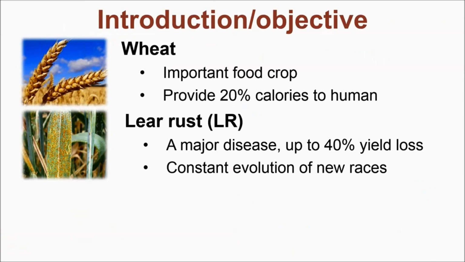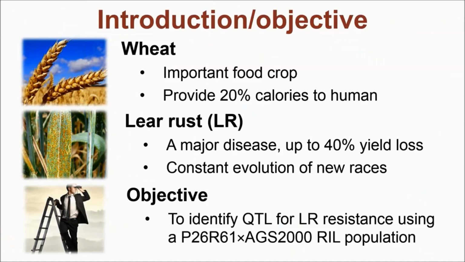So it is also a major disease of wheat in the southeast, and up to 40% yield reduction is possible because of leaf rust. One of the major problems with leaf rust is that this pathogen continuously evolves new races. On average, over 50 races are reported every year in the US. That demands us to continuously search for novel sources of resistance and novel genes. That is the reason the objective of my research is to identify QTL that we can use in the breeding program to develop leaf rust resistant wheat varieties.